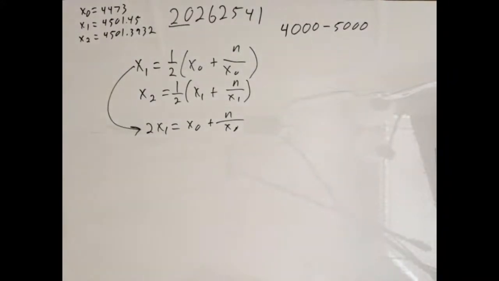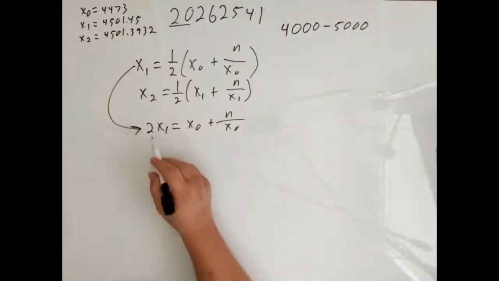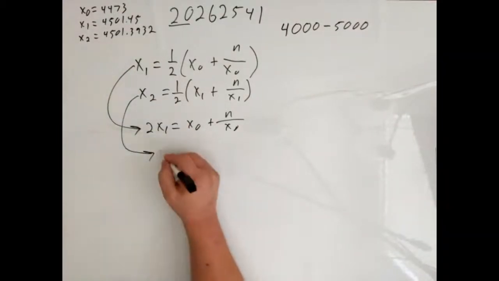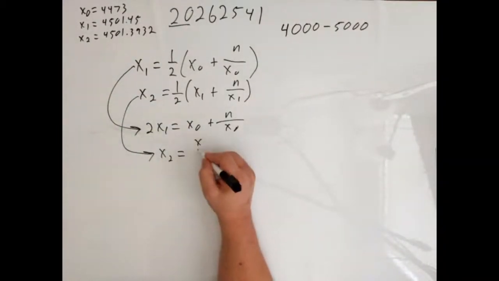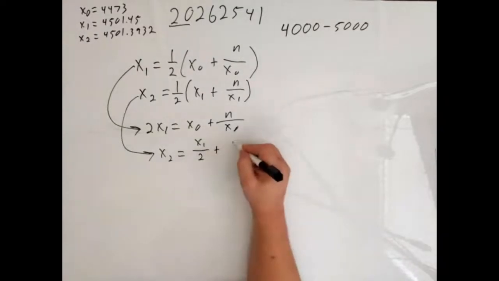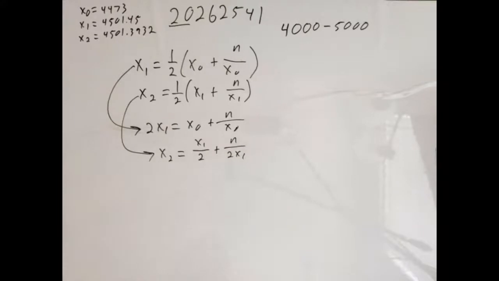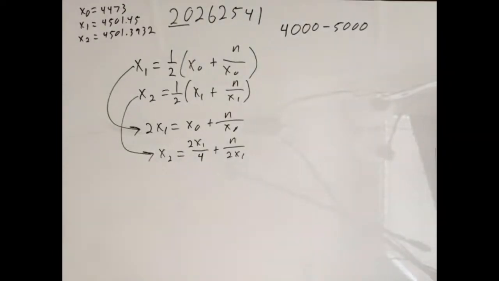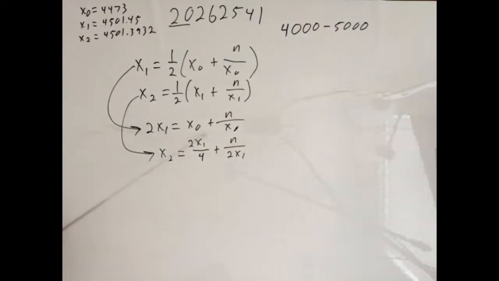Now, why is that easier? Well, if we look at it this way, we have x2 equals 1/2 of all this. So now if we move x2 down here, that equals x1 over 2 plus n over 2x1. Well, we have 2x1 here. In order to get 2x1 up here, we multiply by 2 over 2, and we end up with 2x1 over 4. And if we calculate 2x1 here, then it's easier to plug into this formula to get x2, which is what I did for the second division here.